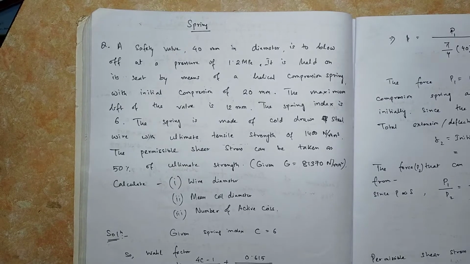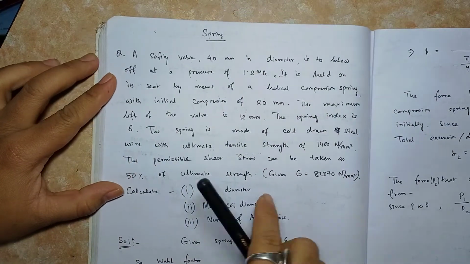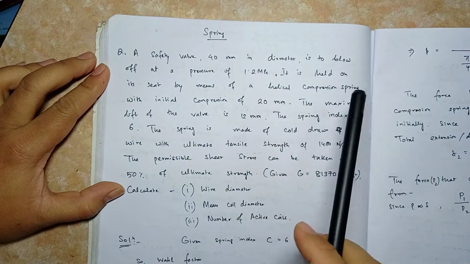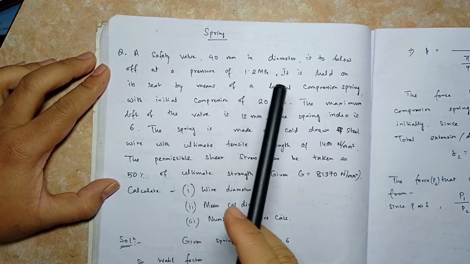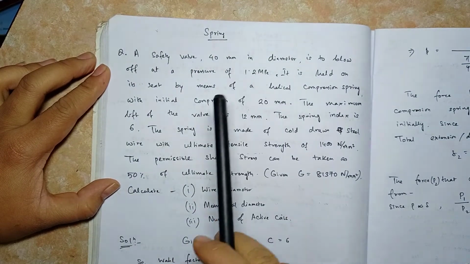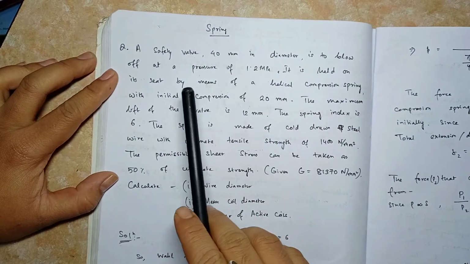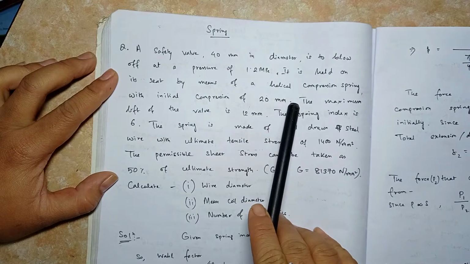Okay, students, this is one numerical of spring. Here the numerical is: a safety valve 40 mm in diameter is to blow off at a pressure of 1.2 megapascal. It is held on its seat by means of a helical compression spring with initial compression of 20 millimeter.